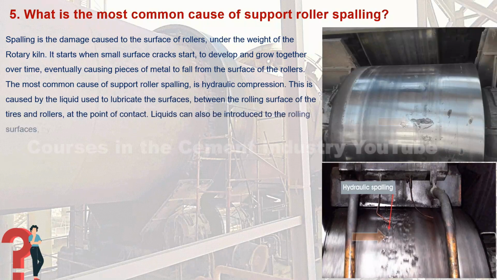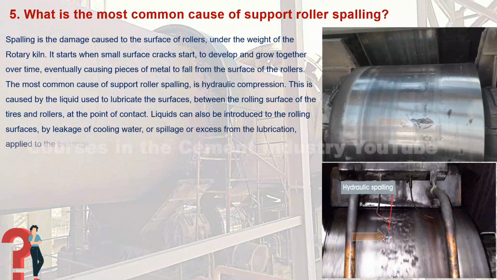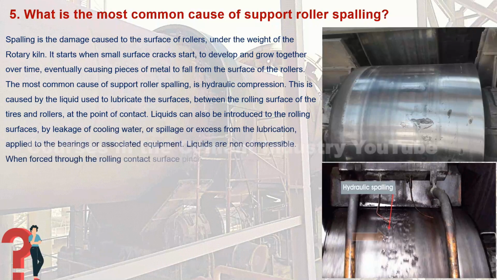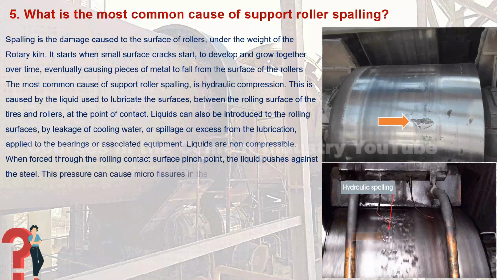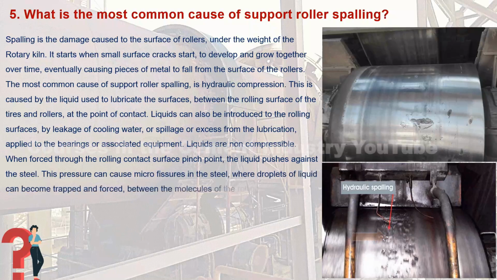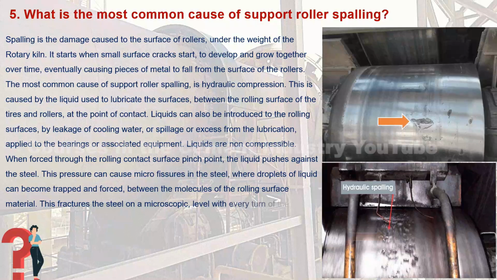Liquids can also be introduced to the rolling surfaces by leakage of cooling water or spillage or excess of the lubrication applied to the bearings or associated equipment. Liquids are non-compressible. When forced through the rolling contact surface pinch point, the liquid pushes against the steel. This pressure can cause micro fissures in the steel, where droplets of liquid can become trapped and forced between the molecules of the rolling surface material. This fractures the steel on a microscopic level with every turn of the rotary kiln. Eventually, the cracks worsen and pieces of the roller surface fracture loose.